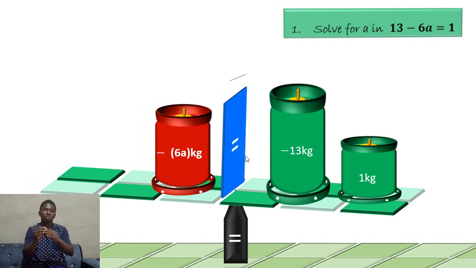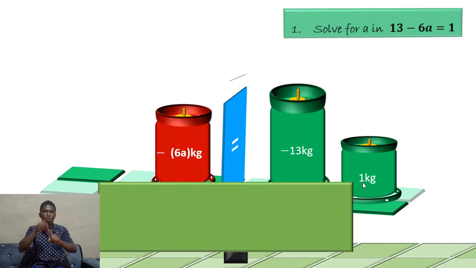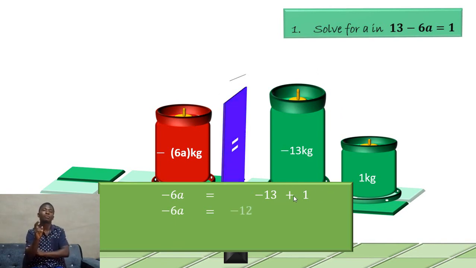So now you have minus 6a kg equals minus 13 kg plus 1 kg. So let's address that mathematically. Here is minus 6a, and here is our equality sign, then equal to minus 13 plus 1. I believe you can all see what I did. So minus 6a equals minus 13 plus 1. Now if I simplify this, I'll have minus 12.